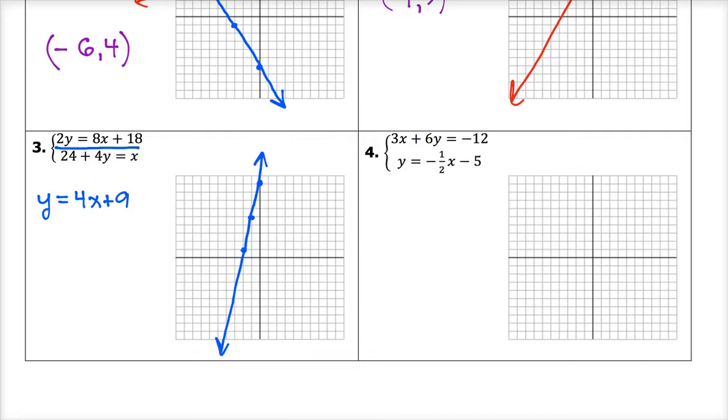And then for the second equation, to put this in slope-intercept form, I need to subtract 24 from both sides. That gives me 4y equals x minus 24, and then I need to divide everything by 4. So I get y equals 1/4 x minus 6.